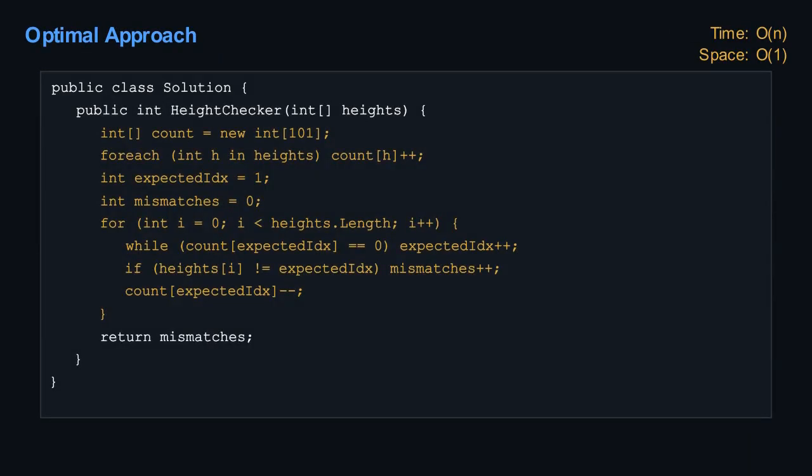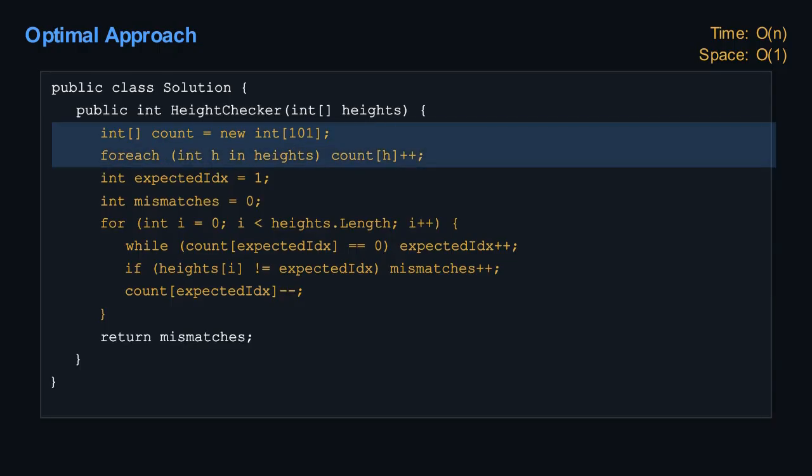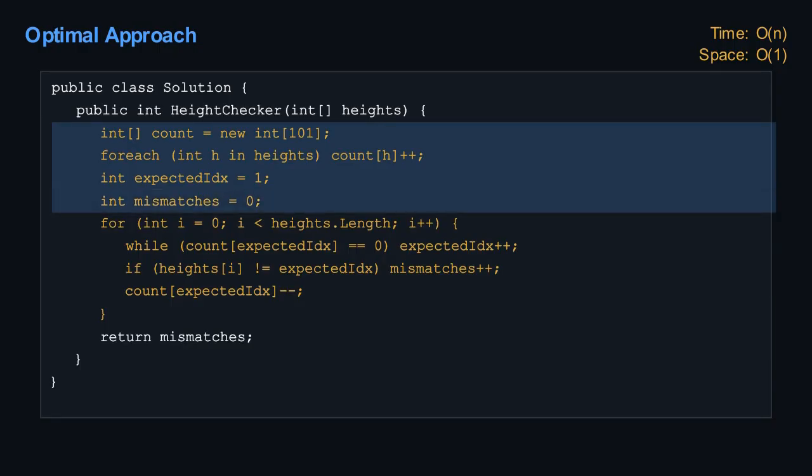The key insight for optimization comes from the height constraints. Heights are between 1 and 100. This allows us to use a counting-based approach. We declare a frequency array, let's call it counts, of size 101. We iterate through the original heights array once, populating counts by incrementing the frequency for each height encountered. Now, counts tells us exactly how many students there are for each height, effectively representing our sorted order without actually sorting.